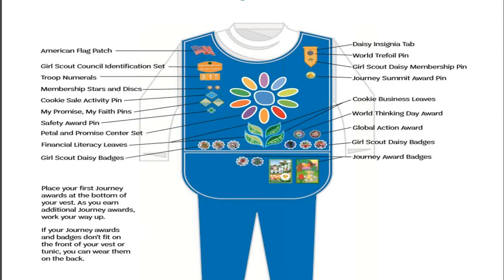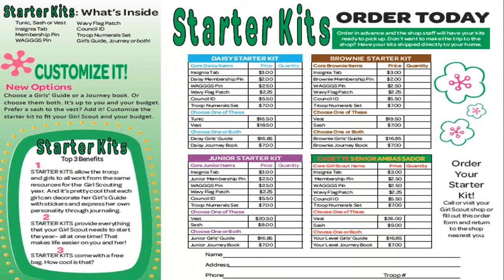So back to mandatory pieces. How do you get all of these pieces, right, and who pays for them? One quick and easy way to do that is to purchase a starter kit. The starter kit is something that the shop will put together for you, which is convenient, and it lists all of the things that are essential to the uniform, right? If we look at the Daisy one here, these are all the pieces that they need to start their uniform, and then they can choose a tunic or a vest.